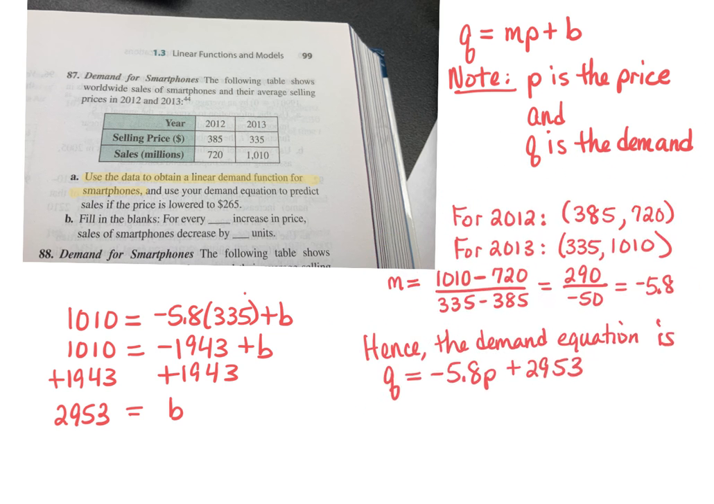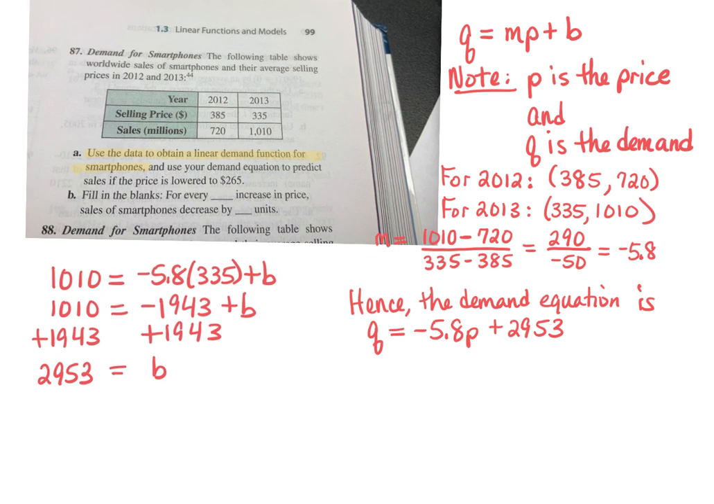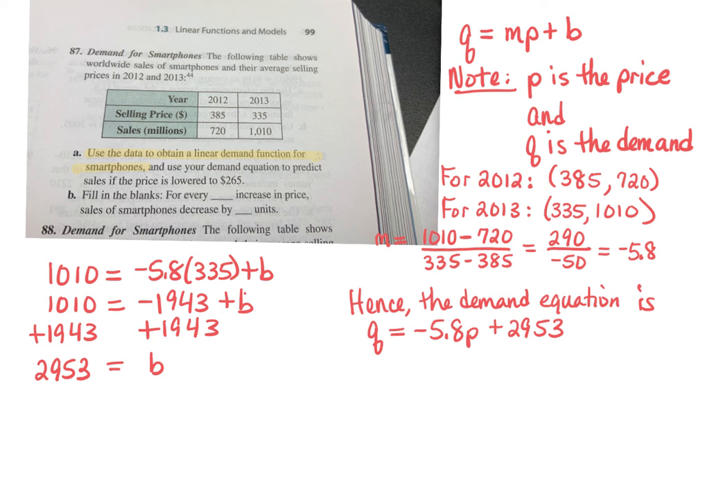Now we have to use our demand equation to predict the sales if the price is lowered to 265, which means we need to find what? Q when P is equal to 265. So go ahead and take a minute and do that. And then check in with your neighbors to make sure your neighbors have it too.